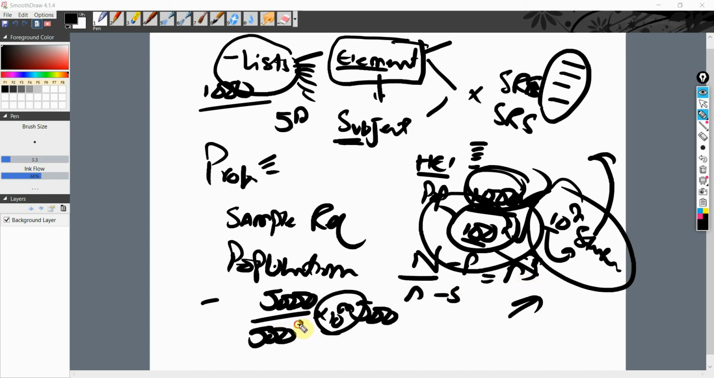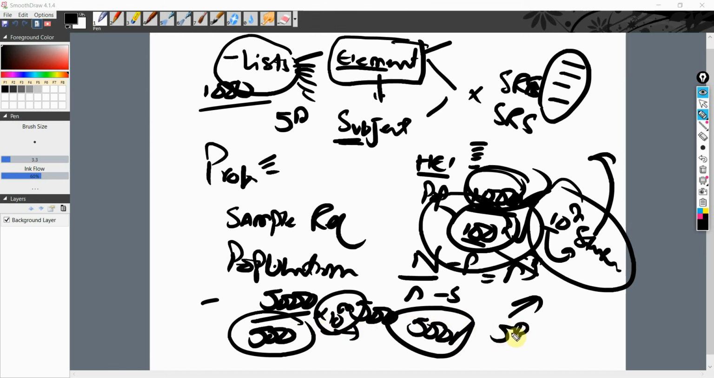But still, will you be able to get your sample only if you get every 10th? That is not possible. So instead of targeting every 10th, let me target every 5th. Now this is systematic probability sampling.